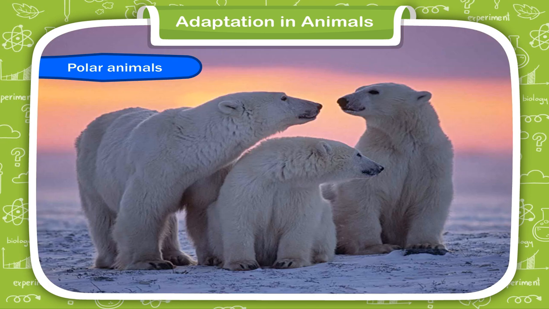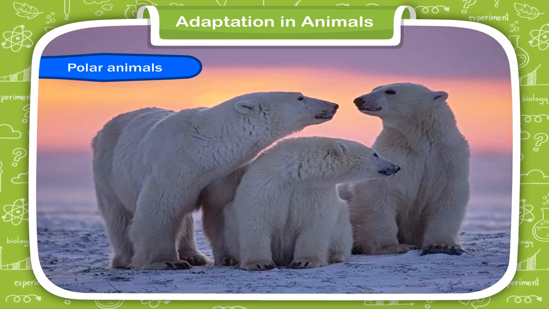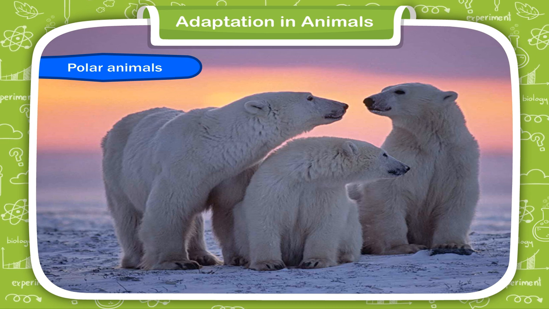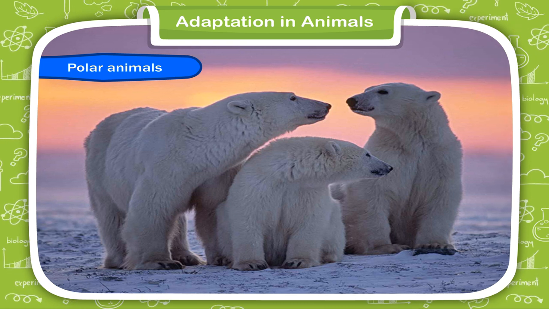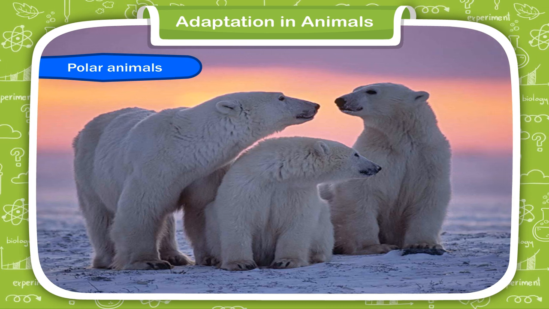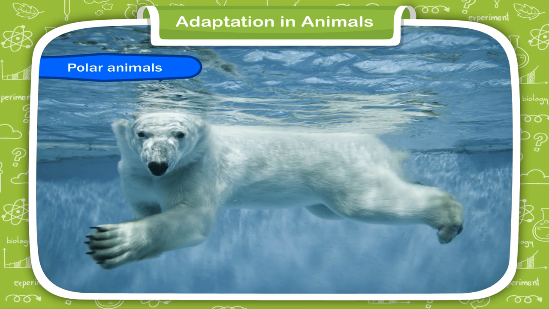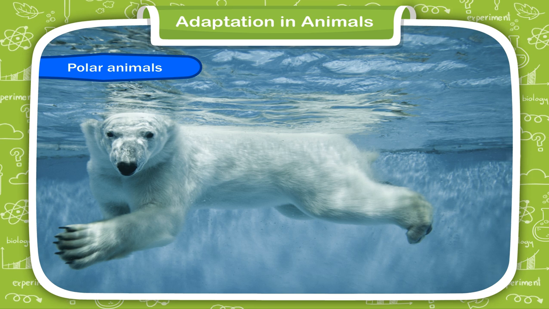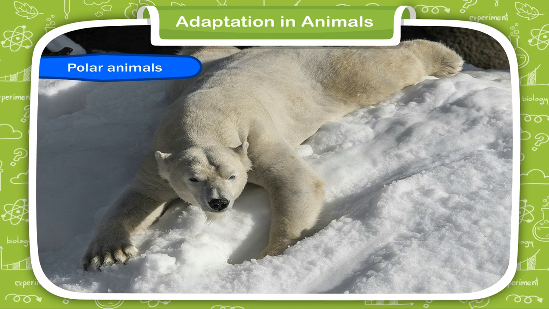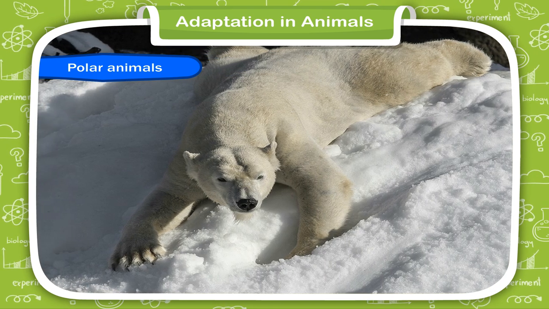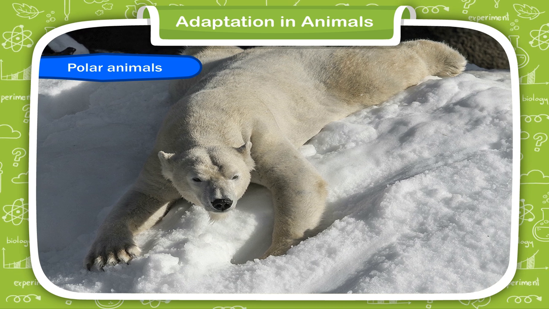4. They have well-developed sense organs to help them to look for food and to feel changes in their surroundings. Polar animals. Some animals, such as the polar bears, live in very cold places. They have thick fur to protect them from harsh cold. They also have a thick layer of fat under their skin.